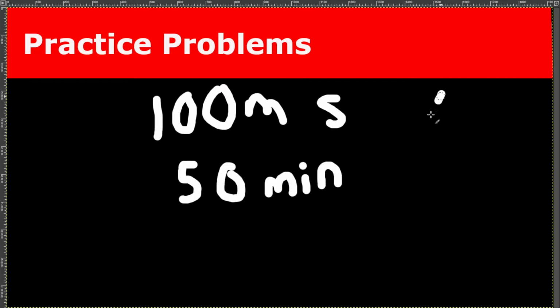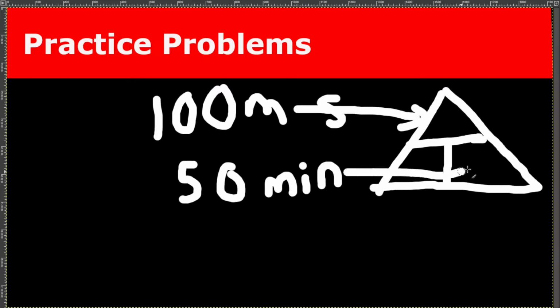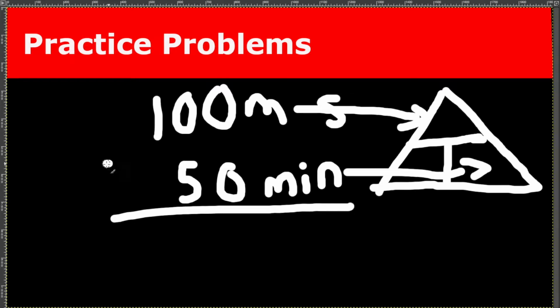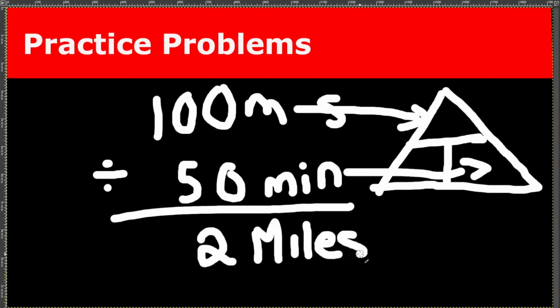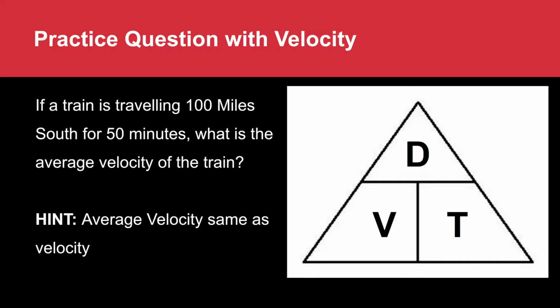Let's draw a triangle to make our lives much easier and not as complex. We're trying to look for this box. So 100 goes here, and 50 goes here. So we're doing 100 divided by 50, which should give us 2 miles per minute, which is actually very nice. Now if we put this in context with hours, this is about 120 miles per hour. Not bad. So let's see what our answer is.